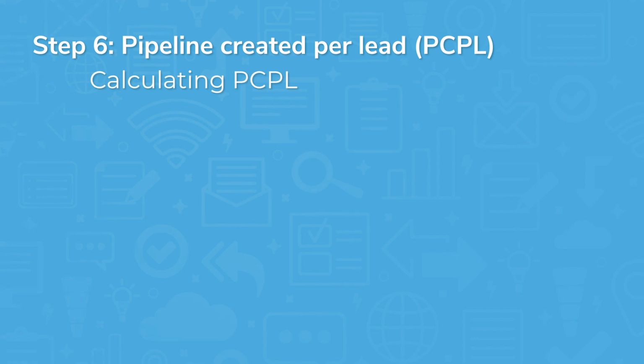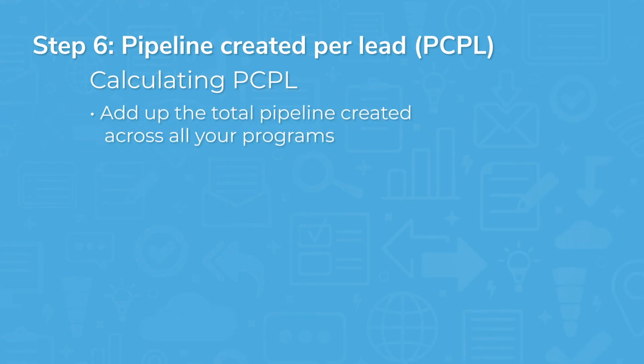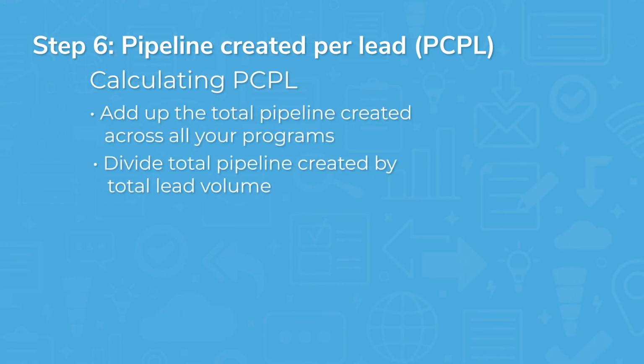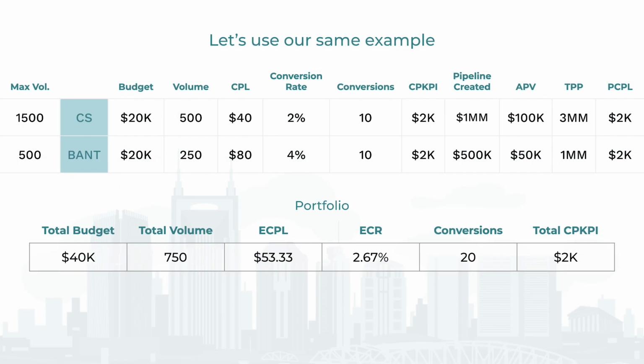To calculate pipeline created per lead, first add up the total pipeline created across all your programs. Then divide that number by the total volume of all your leads. In our example, we find our total pipeline by adding $1 million to $500,000, which gives us $1.5 million. Then we divide that by our total volume of 750 leads to get a pipeline created per lead of $2,000.